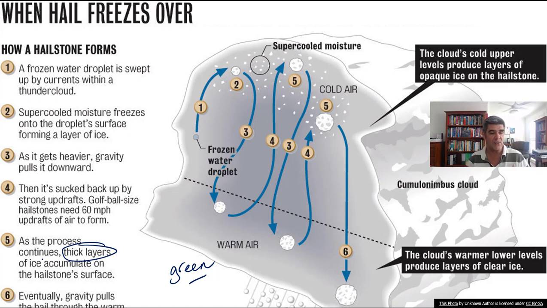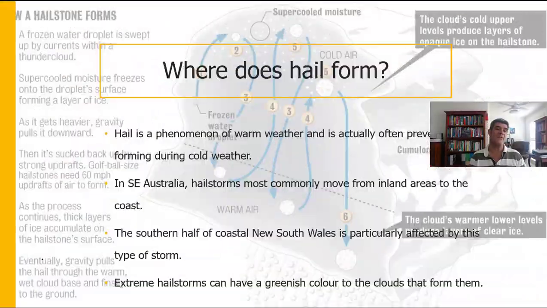And so this is why we often see this layered structure when we look a little more closely at hailstones. The hail will eventually reach a size that can't be held anymore. Gravity is just going to eventually pull it out of the clouds, and you're going to end up with a hailstorm. So where does it form?